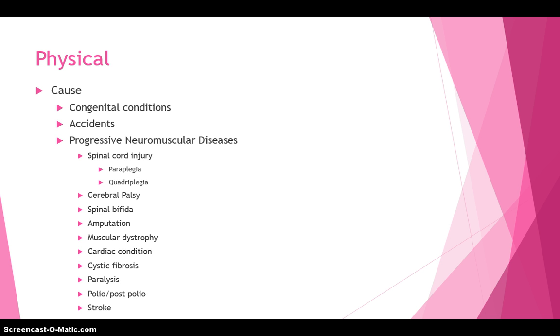For physical disabilities, the causes would be congenital conditions, accidents, progressive neuromuscular diseases, such as spinal cord injury, which can cause paraplegia or quadriplegia, cerebral palsy, spina bifida, amputation, muscular dystrophy, cardiac conditions, cystic fibrosis, paralysis, polio, post-polio, and stroke.